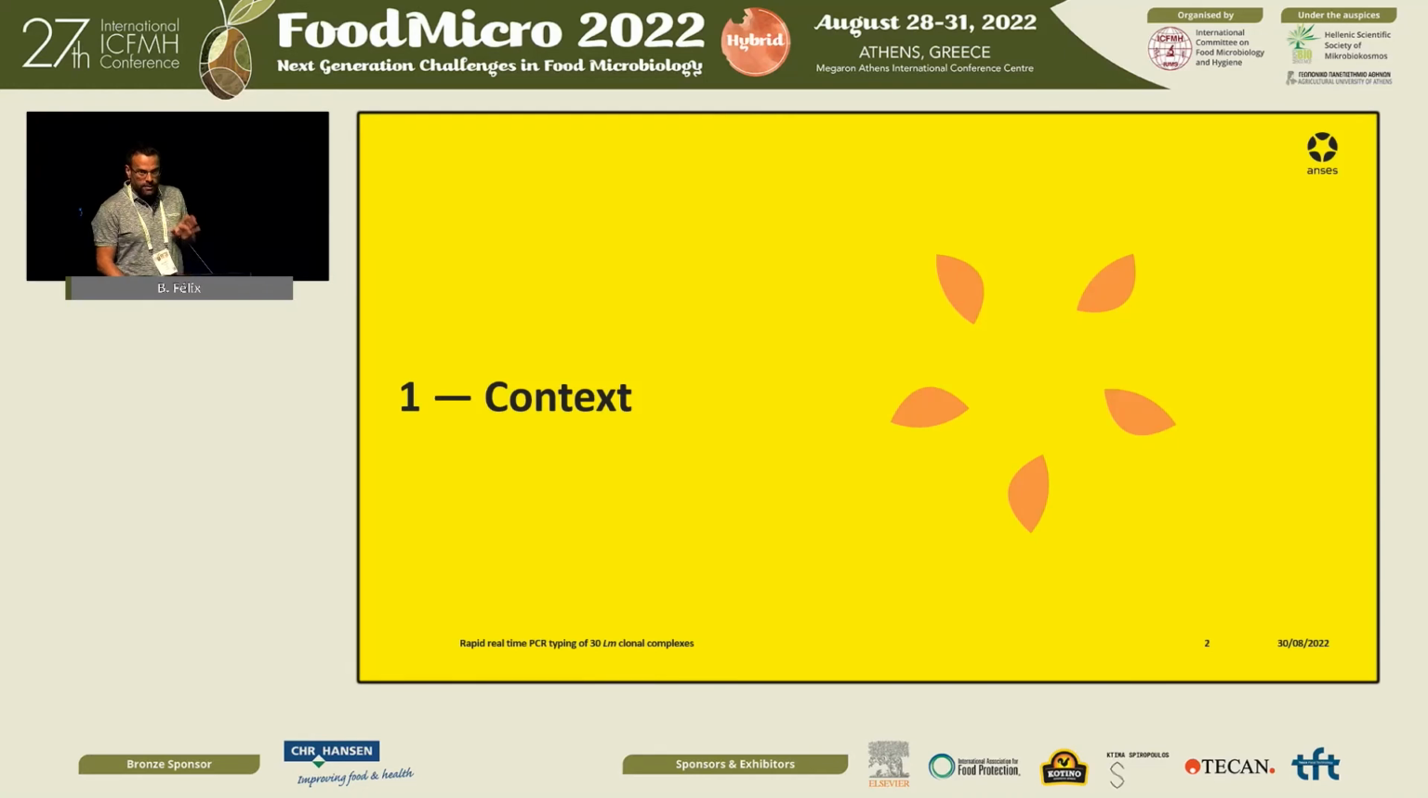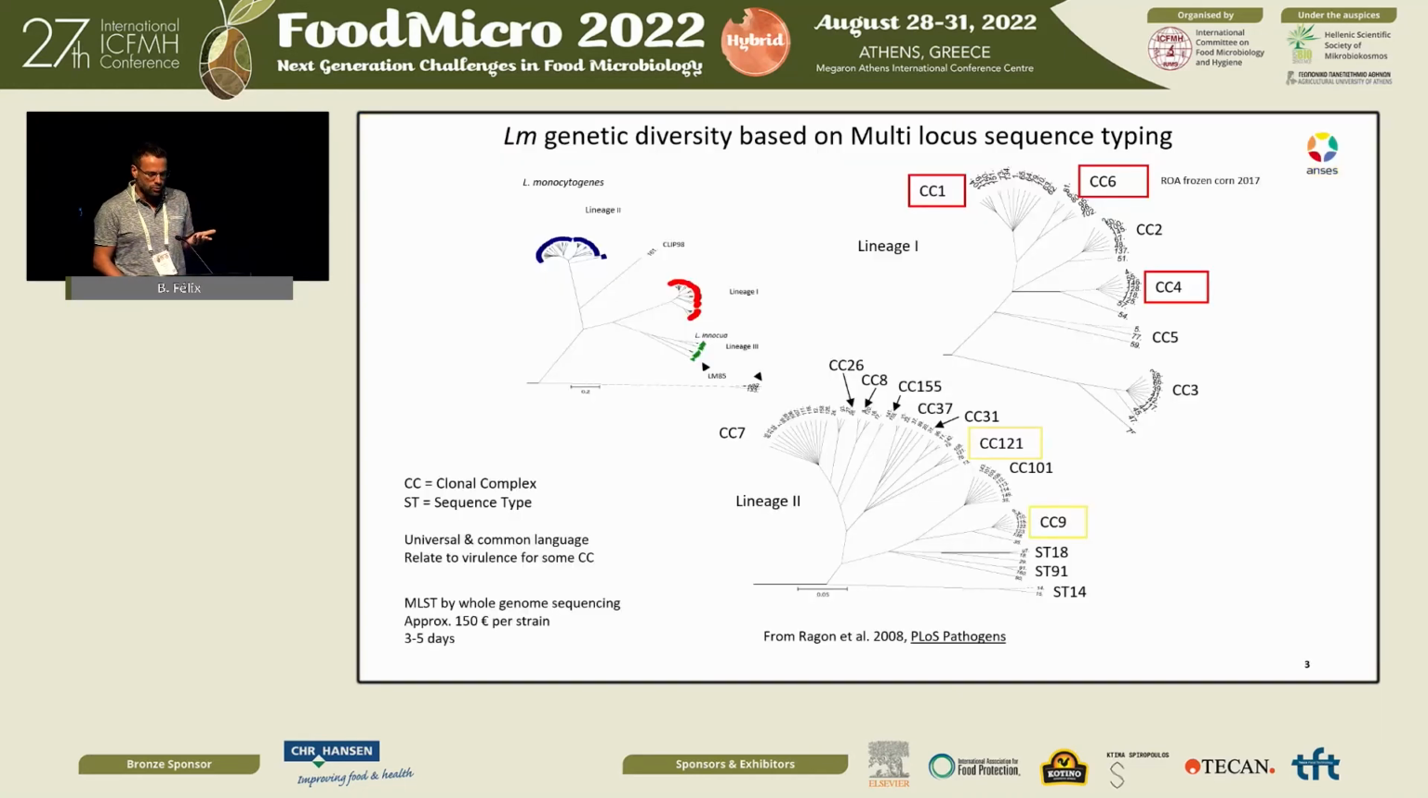So a few words about the context. I don't want to go too much into detail into the MLST method, multi-locus sequence typing, because it's now very well known. It's applied on almost all the pathogens. This method is now admitted as a reference to describe the phylogenetic genetic diversity of the pathogens, and is based on two levels of nomenclature.